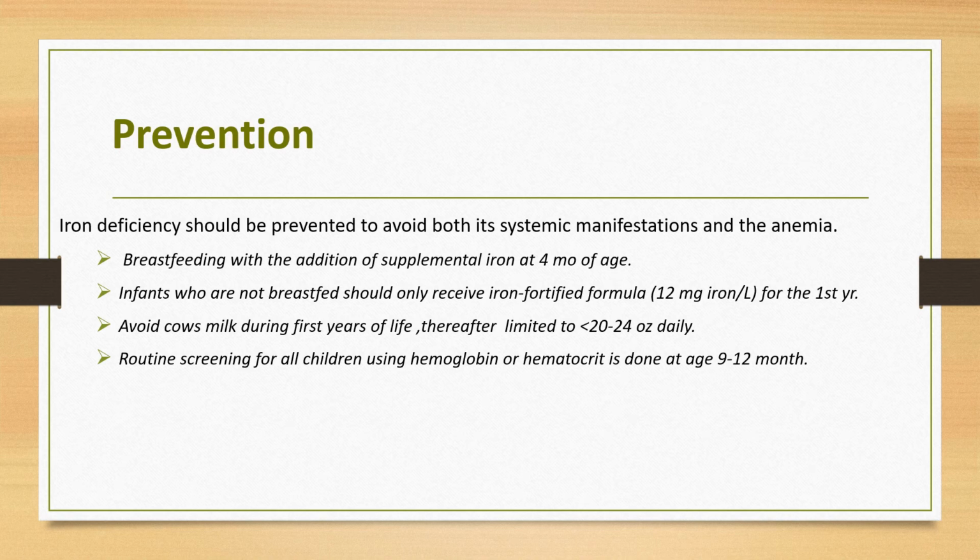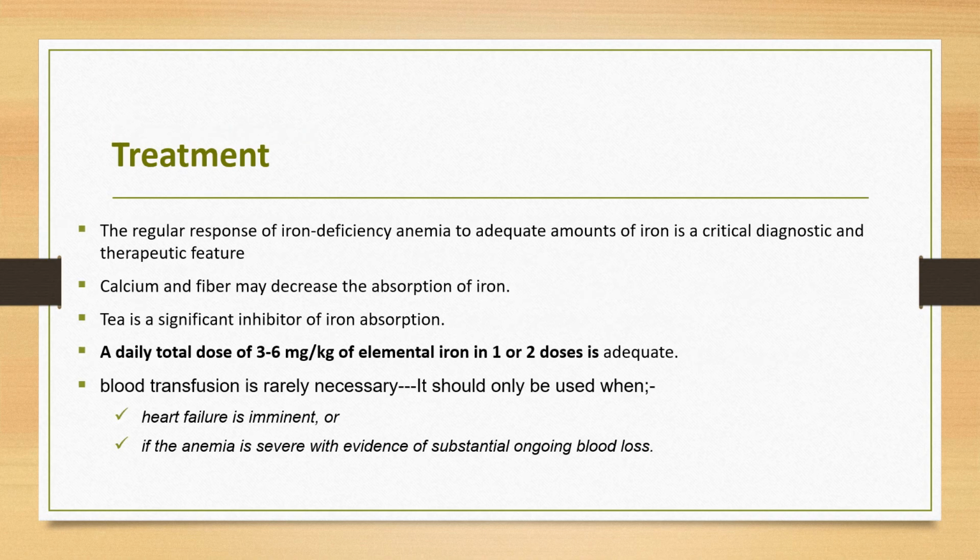Thereafter, cow milk should be limited to less than 20 to 24 ounces per day, around 700 ml per day. We should give less than that. Screening for all children using hemoglobin and hematocrit is done at age 9 to 12 months. When it comes to treatment, the response of iron deficiency anemia to an adequate amount of iron is a critical diagnostic and also therapeutic feature.